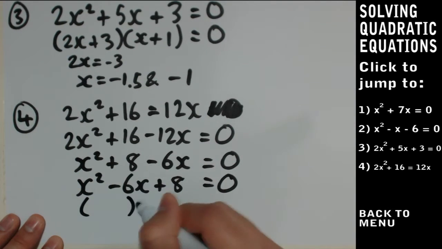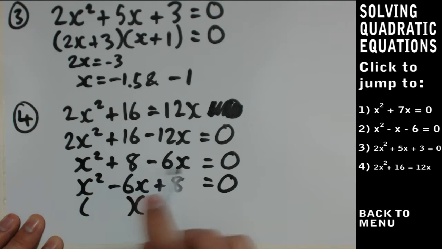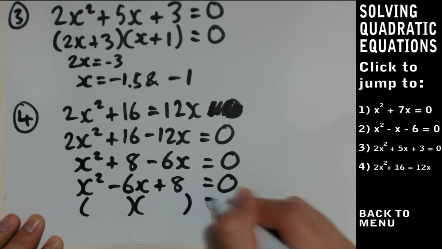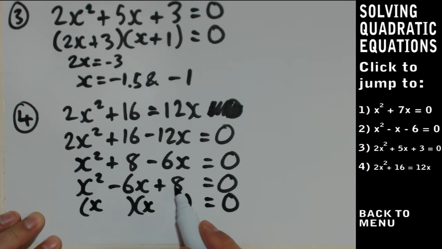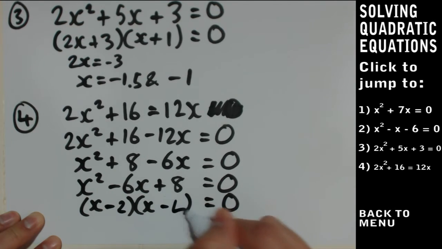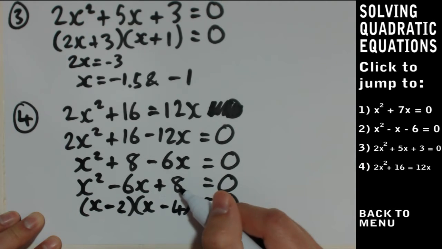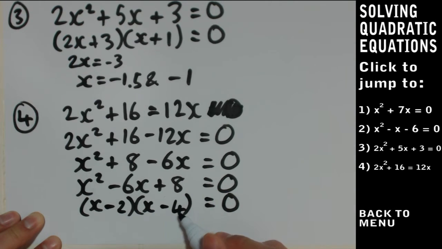And you didn't have to rewrite it like that, if you can tell what it is just by looking at it there. x and x, two numbers that multiply to give 8 and add to give minus 6. Well, 2 times 4 is 8, 2 plus 4 is 6, but it's minus, so they're both negative. Minus 2 and minus 4. Minus 2 times minus 4 is 8. Minus 2 added to minus 4 is minus 6.